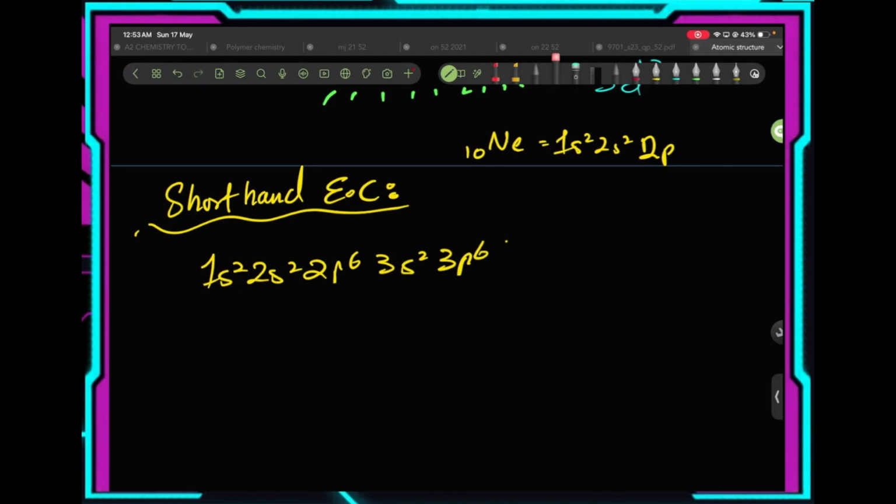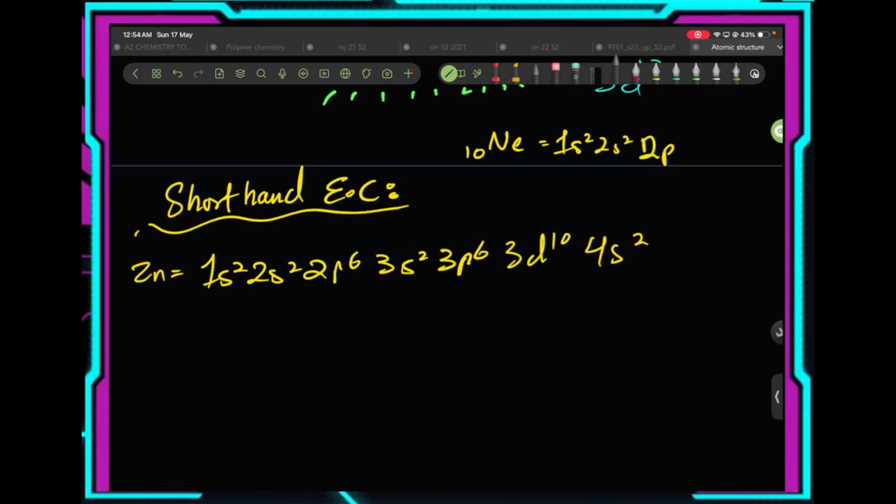So I could write the electronic configuration. For example, we have zinc. Zinc has 30 electrons. So you write 1s2, 2s2, 2p6, 3s2, 3p6, then you go to 4s2, and then you go to 3d10. These are 30 electrons. Now you know that 4s and 3d have to flip, right? So you flip, that becomes 3d10, and then that becomes 4s2.